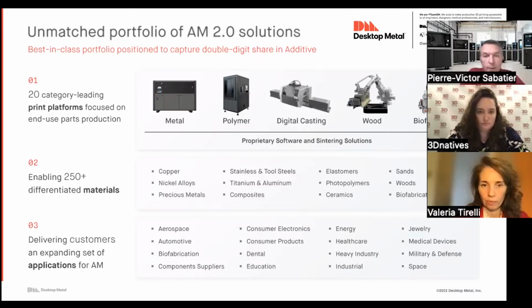For example, titanium, aluminum, it's not on the shelf, it's not available for anybody, but we have a few industrial partners already qualifying aluminum and titanium parts for their business, thanks to the future market team.